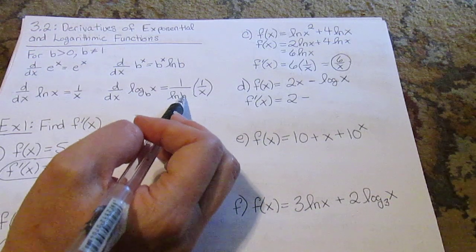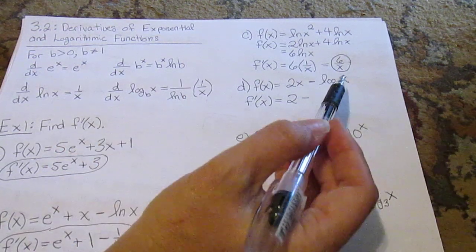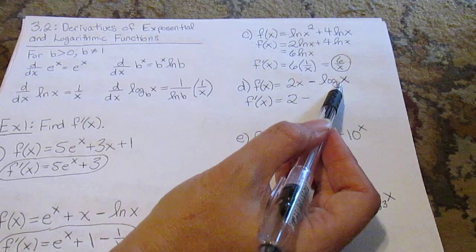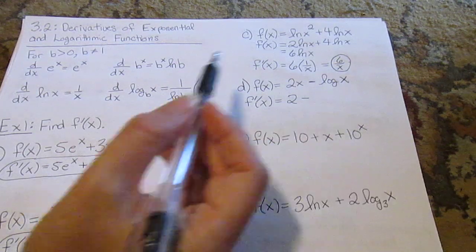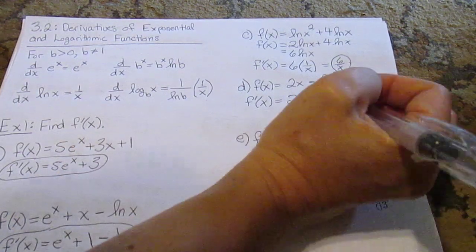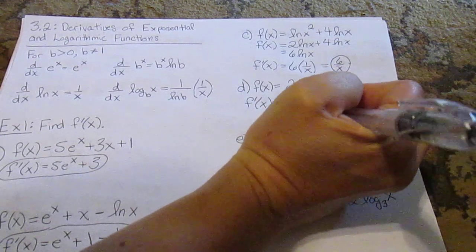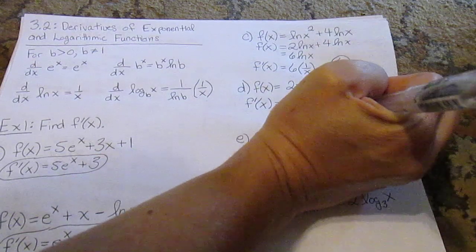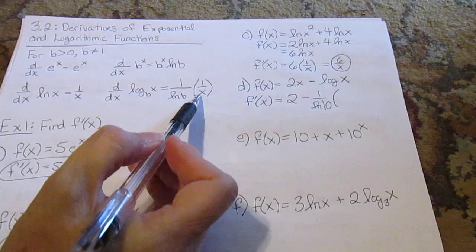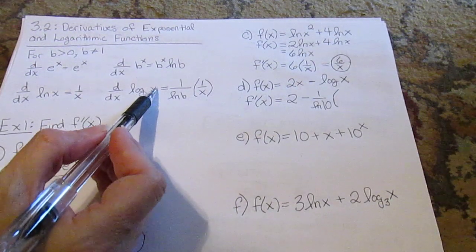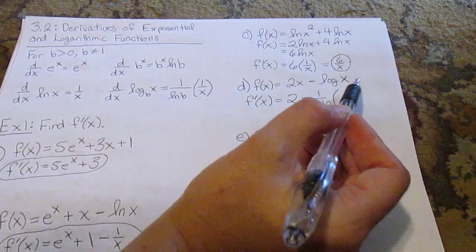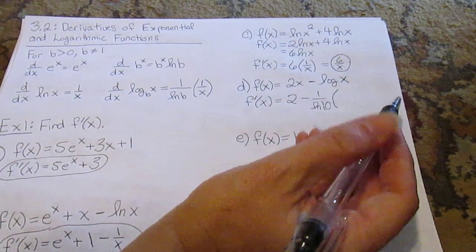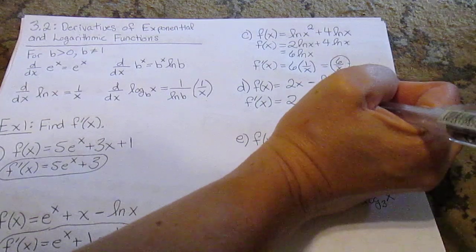Okay, so remember, you need to figure out what your base is. If the base isn't written, remember it's base 10. So we're going to have 1 over ln 10 times 1 over x. Notice it's just whatever you're taking the log of in your problem. We were just taking the log of x, so it's 1 over x.